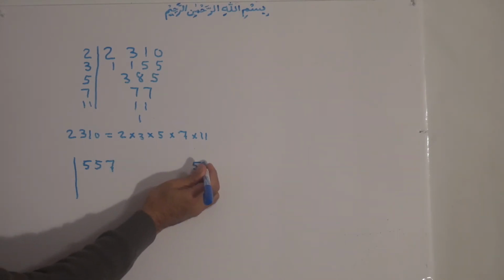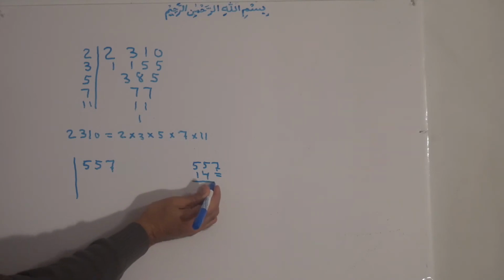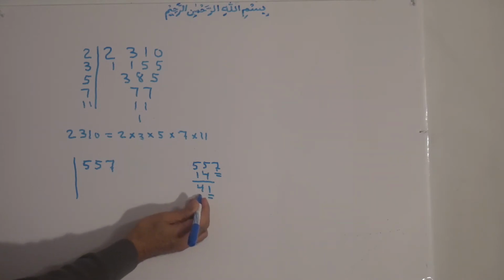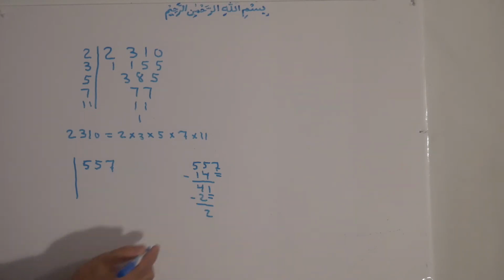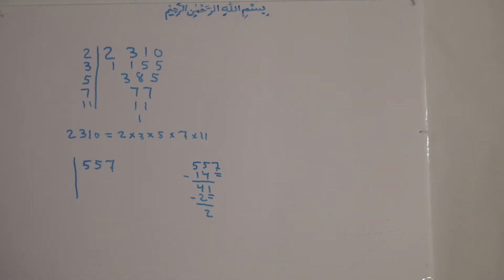We write 557, we cancel the last digit and double it, it becomes 14. Then 55 minus 14 is 41. Then we cancel the last digit again and double it: 1 times 2 is 2. Now 4 minus 2 is 2. If this was 7 or 0, it would be divisible by 7.